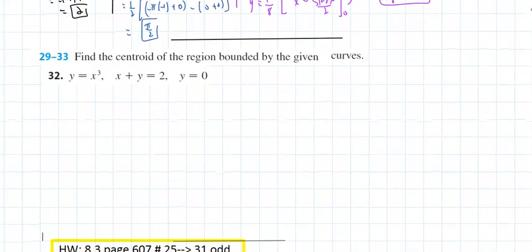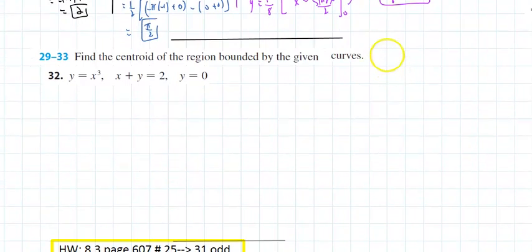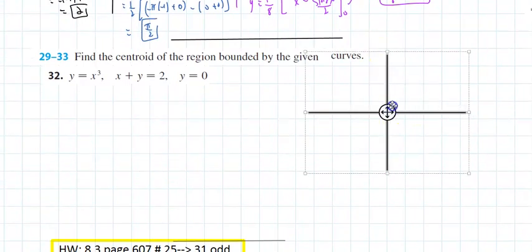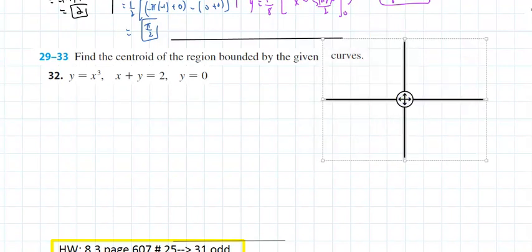Find the center for the region given by the curves. Okay, here it is. Well, let's see how the curves look. They want us to look at x cubed: 0, 0, 1, 1, 2, 8, so something like this.